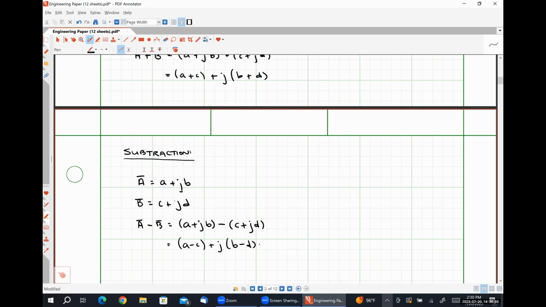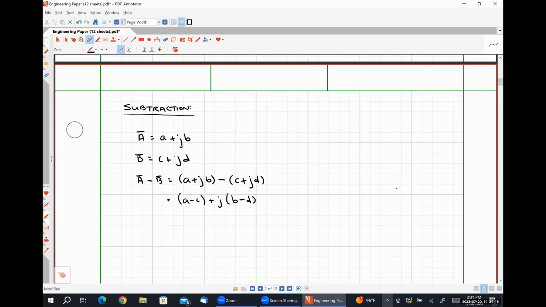Subtraction, much like addition, is best done using rectangular form complex numbers if you're doing it by hand. I'm making that caveat there because your calculator literally doesn't care. You can add, subtract, do whatever in either polar or rectangular form, and your calculator can figure it out.